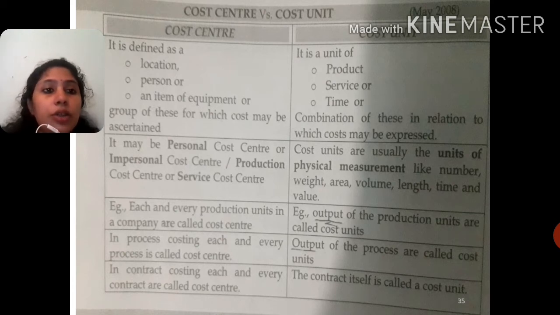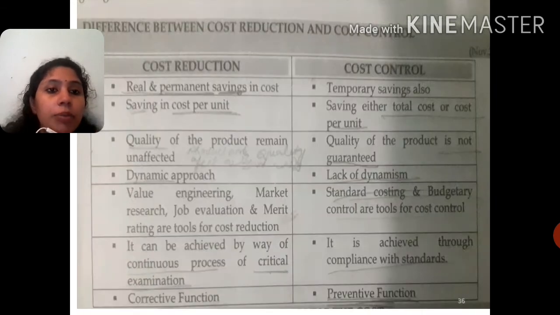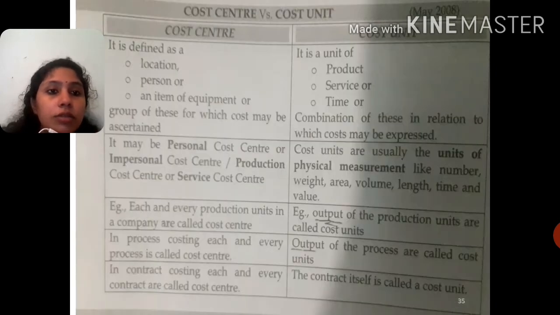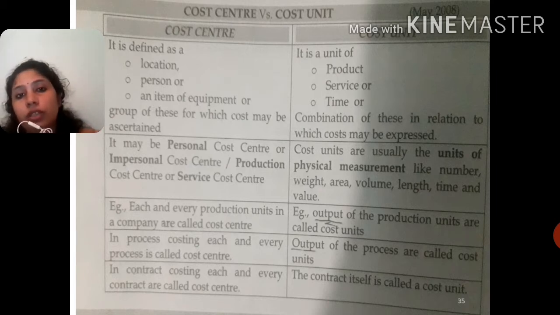Come to the cost unit column. Cost units are usually the units of physical measurement like number, weight, area, volume, length, time and value. I think it need not be explained again. We discussed it already. So the cost unit is a physical measurement like numbers, kilogram, unit, bundle, ton, liter, etc.